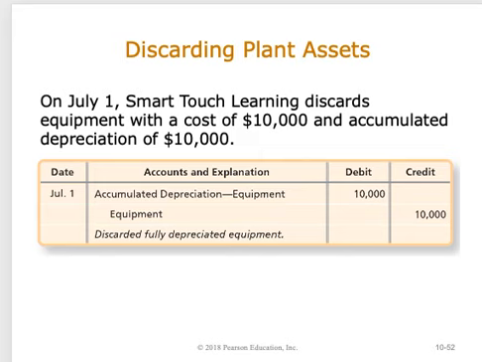First of all, Smart Touch Learning discards equipment with a cost of $10,000, and the accumulated depreciation account is also $10,000. This is what you call a fully depreciated asset. The accumulated depreciation equals the cost. So what's the book value there? Well, the book value would be 0, right? And so the book value is 0, and we have decided to discard this equipment.